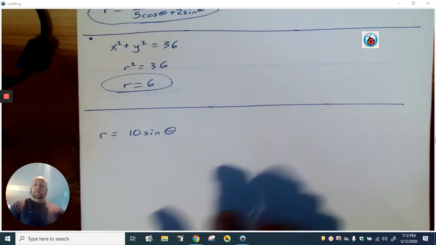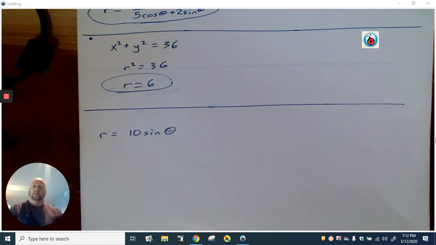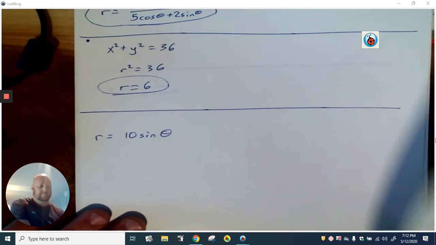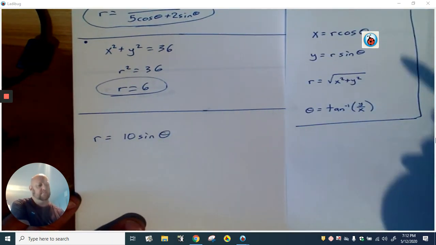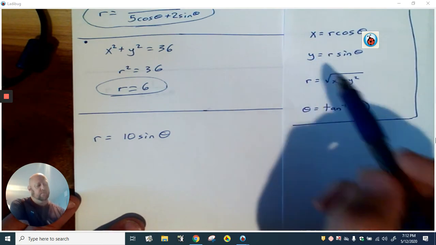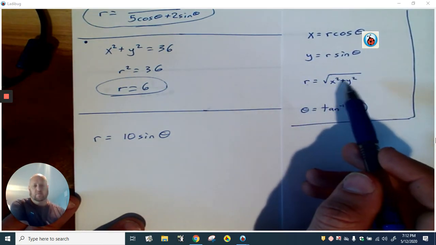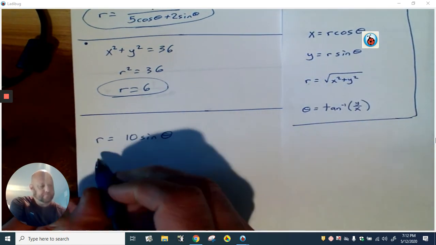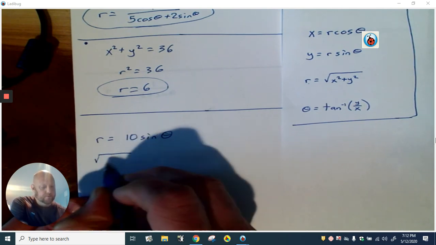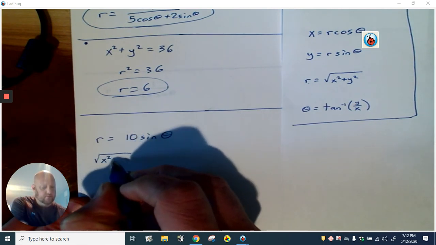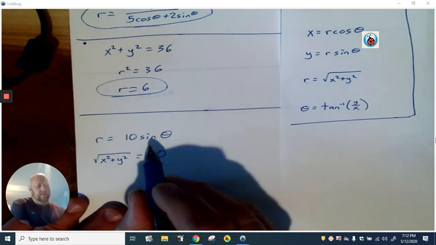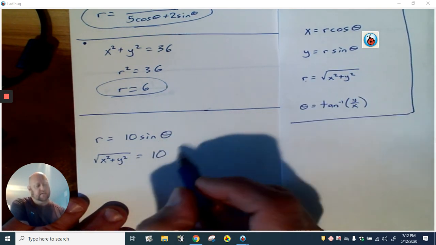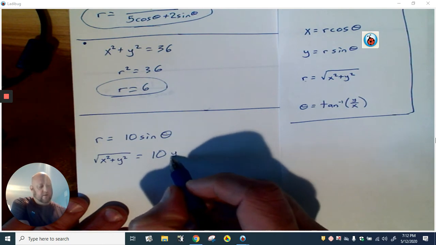Let's try going the other way. Let's try going from polar into rectangular. Again, think about your toolbox. The goal here is to get rid of the r's and the thetas and turn them into x's and y's. We know r is equal to the square root of x squared plus y squared. So I can make that substitution right now. r is equal to the square root of x squared plus y squared equals 10. And we know sine is y over r.